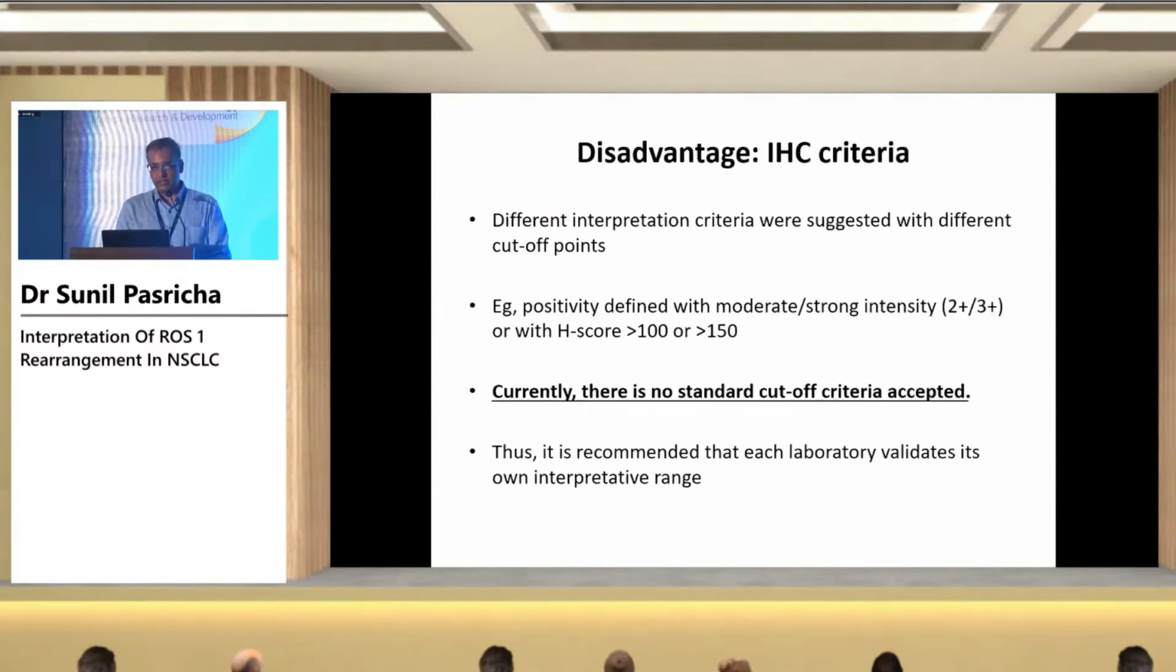Disadvantage: different interpretation criteria have been suggested with different cutoff points. For example, positivity defined with moderate or strong intensity, and a few authors have suggested an H score of more than 100 or more than 150 as a cutoff.